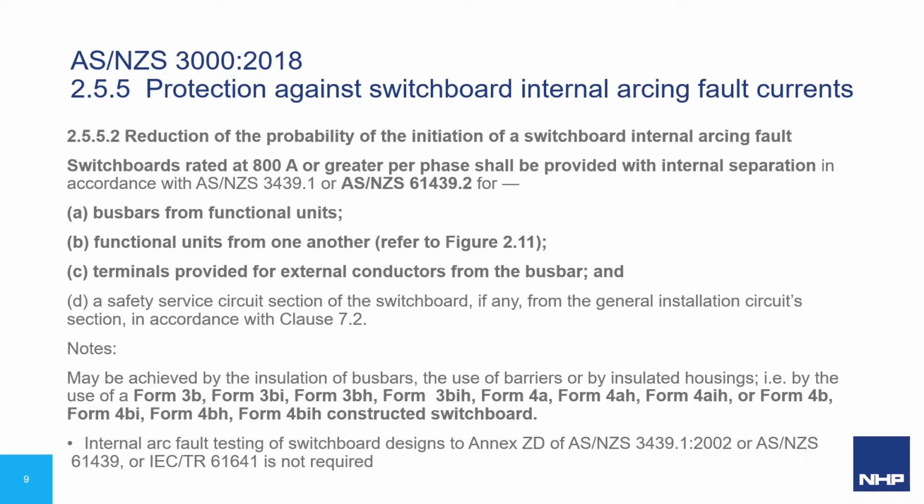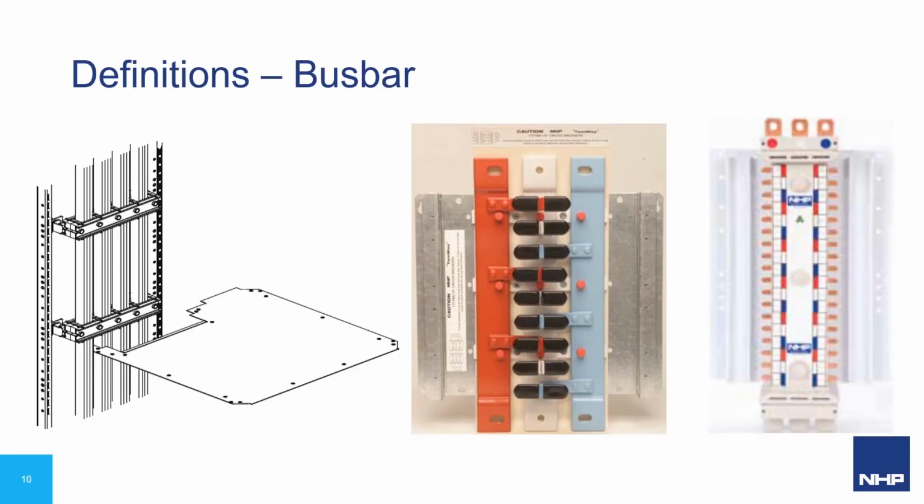It should be noted that a form rating does not imply internal arc fault testing. A form rating, along with safe work practices, is concerned with significantly reducing the risk of an arc fault occurring. AS3000 has extensive notes on this, which are paraphrased on the slide. For switchboards under 800 amps, AS3000 does not recommend a form rating, so this would be up to the end user, with all forms, or in most cases, no form of separation being acceptable to AS3000.